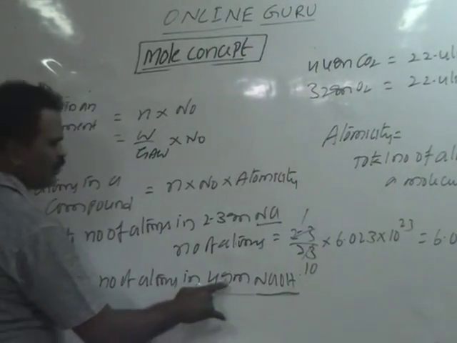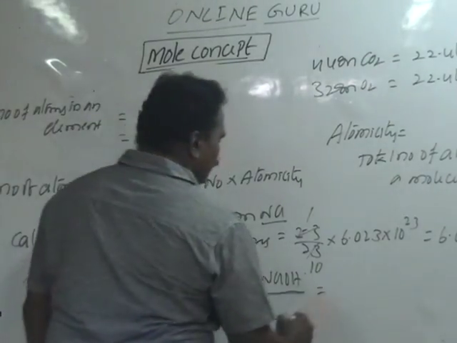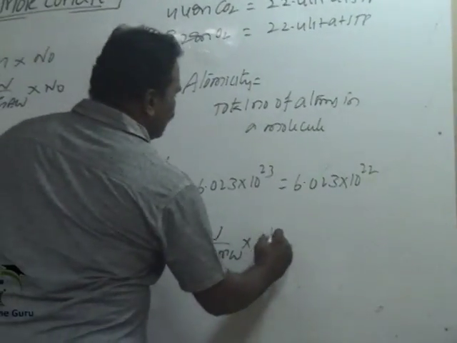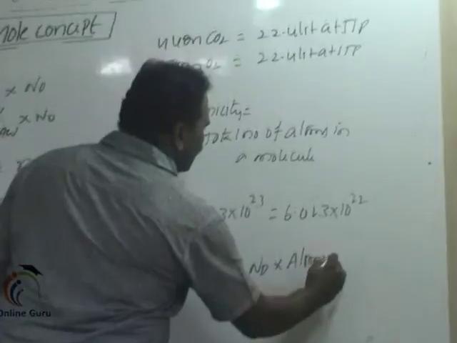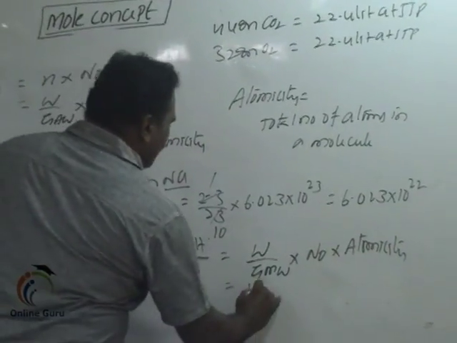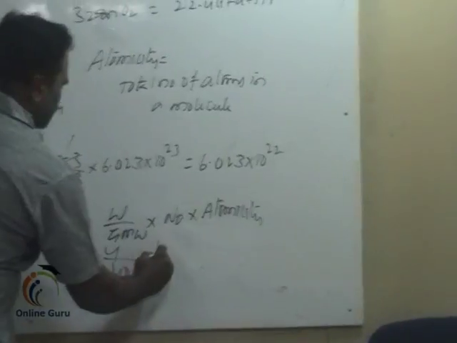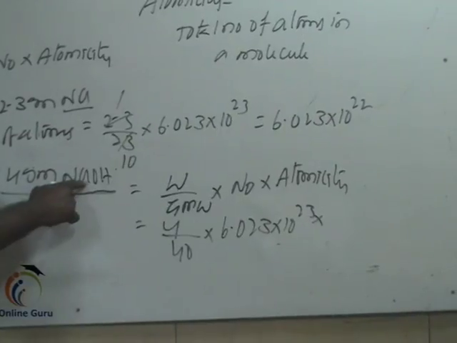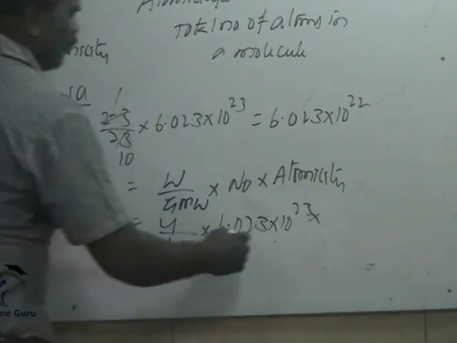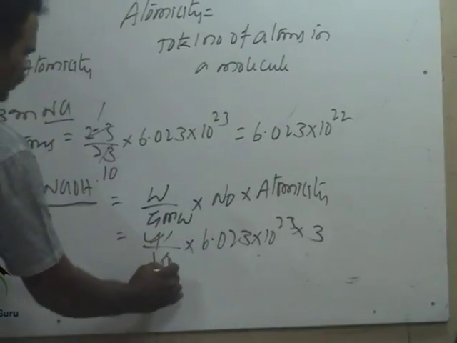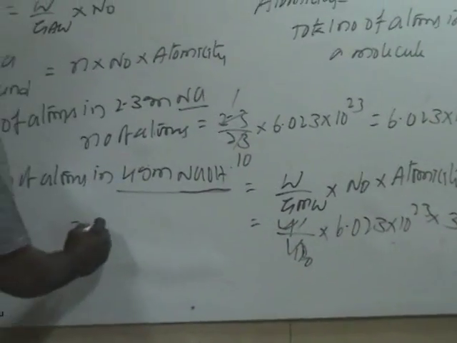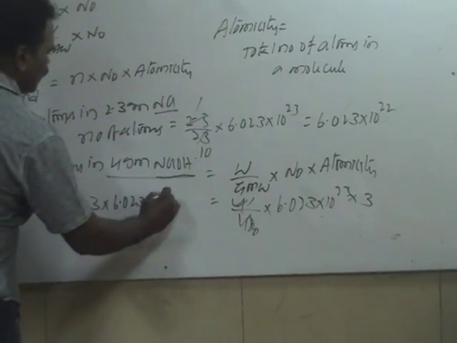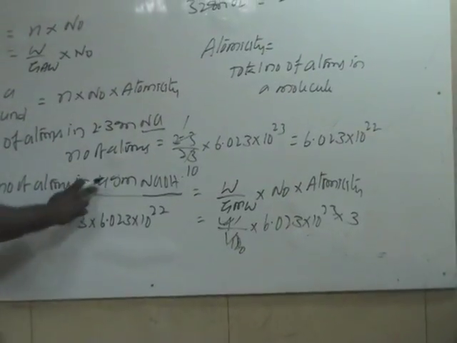So the number of atoms in 4 grams of sodium hydroxide is equal to 4 divided by gram molecular weight into Avogadro number into atomicity. So 4 divided by 40 into 6.023 into 10 power 23 into atomicity of NaOH, which is 3. 1 sodium, 1 oxygen and 1 hydrogen, whose atomicity is equal to 3. 4 by 40 is 1 by 10. So 3 into 6.023 into 10 power 22 atoms are present in 4 grams of NaOH.